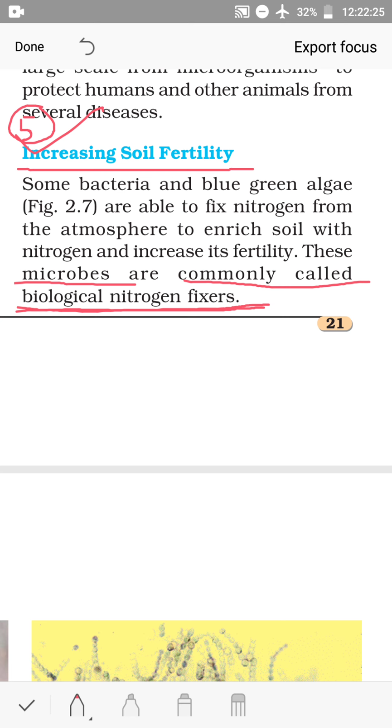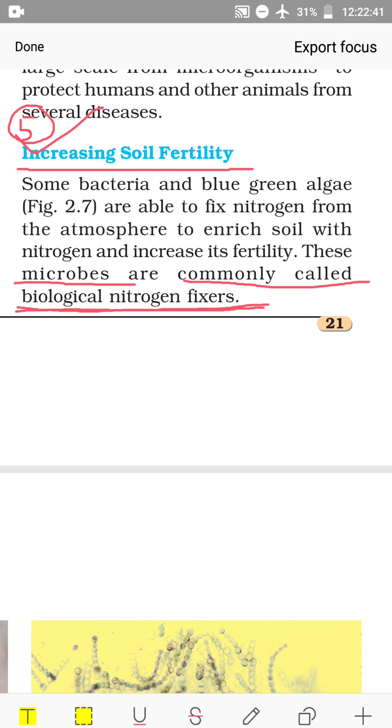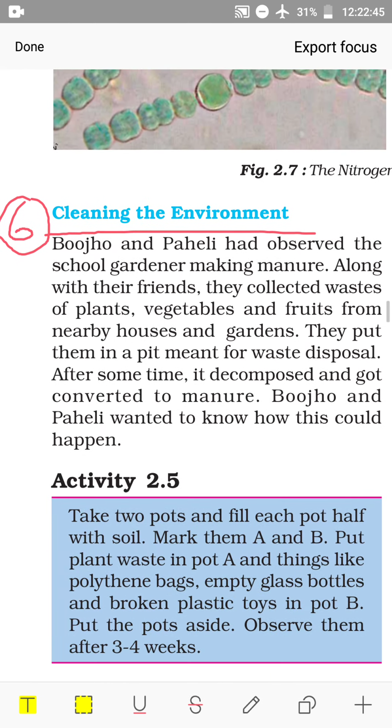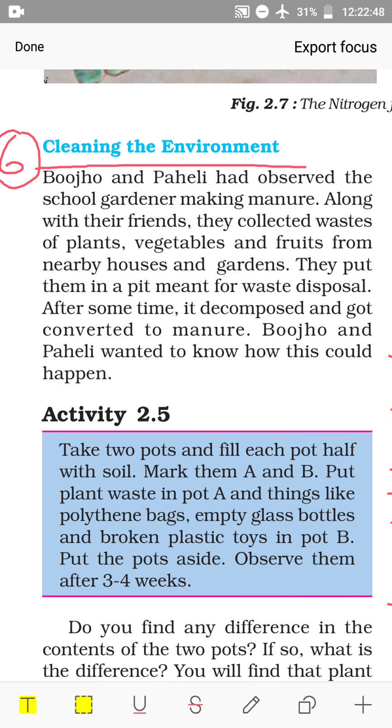One of these you have read about in class 7: Rhizobium bacteria, which live in a symbiotic relationship with leguminous plants and can fix nitrogen in the soil. There are also free living nitrogen fixing bacteria. They can fix nitrogen in the soil, thus enriching the soil with a valuable plant nutrient.